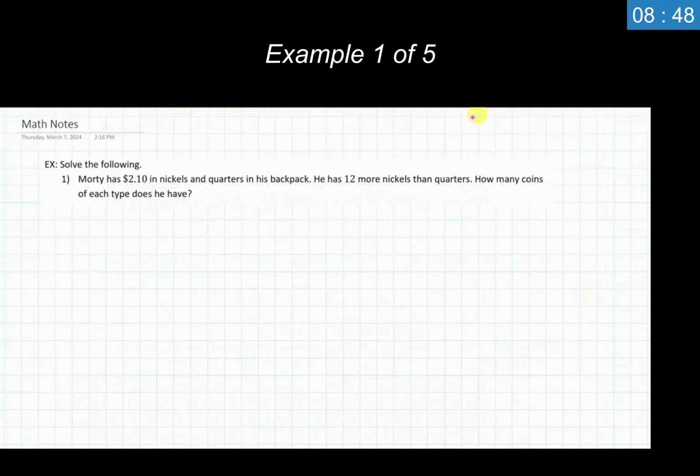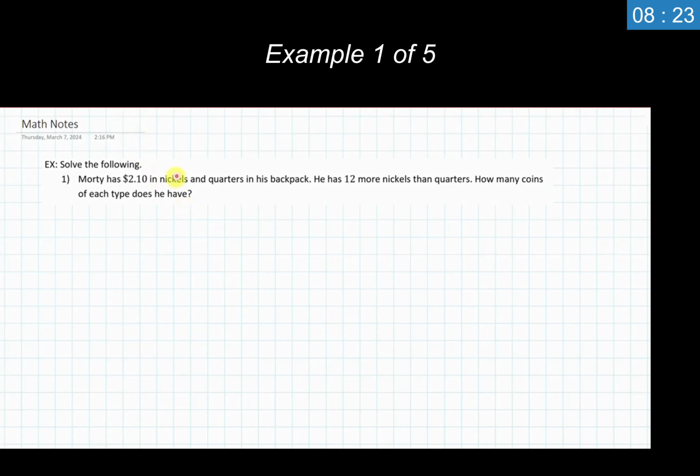For our first example, we are told that Morty has $2.10 in nickels and quarters in his backpack. He has 12 more nickels than quarters. How many coins of each type does he have? So a couple things that we want to note here. We want to note the units that we are going to be working with, the types of things that we are working with, and a result.